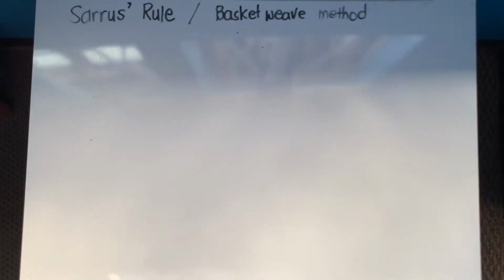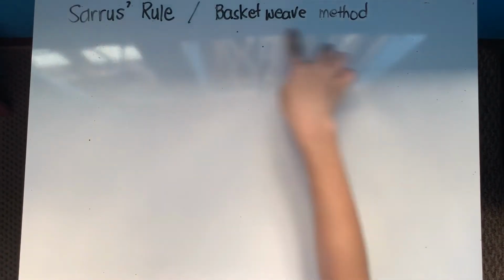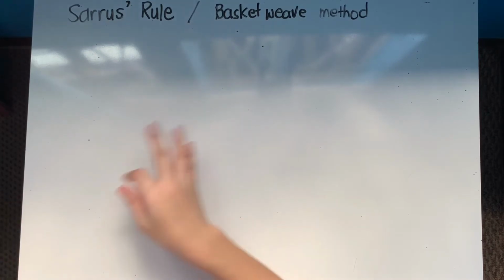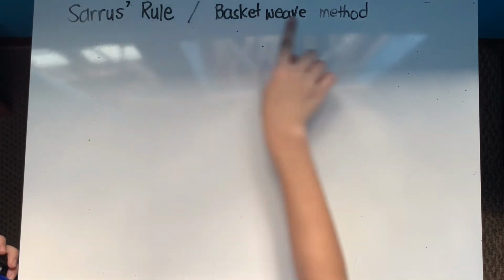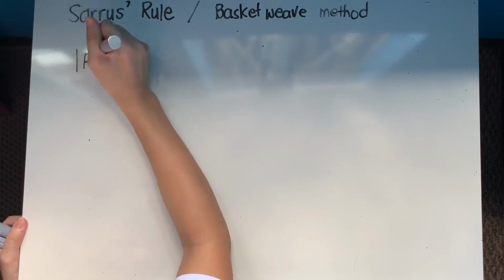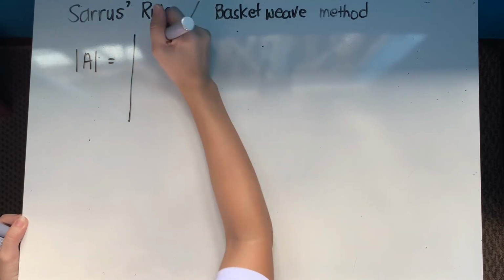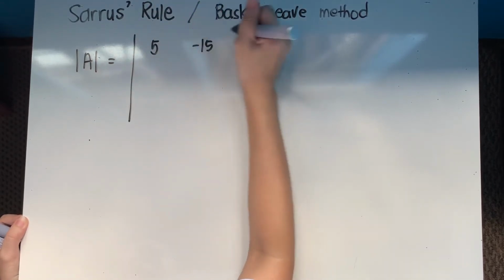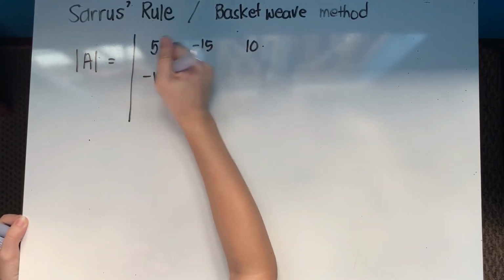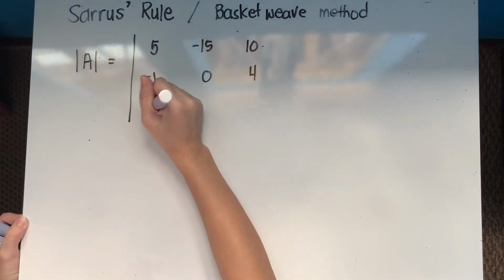So, let's have an example that will use Sarrus rule or basket weave method. So, remember po how we only use this method if it's 3x3. If it's not 3x3, don't use this. Hindi siya applicable. Okay, let's say our determinant of A is equal to the determinant of the elements. Let's say 5, negative 15, 10, negative 1, 0, 4. Let's say we have 8, 10, 2.